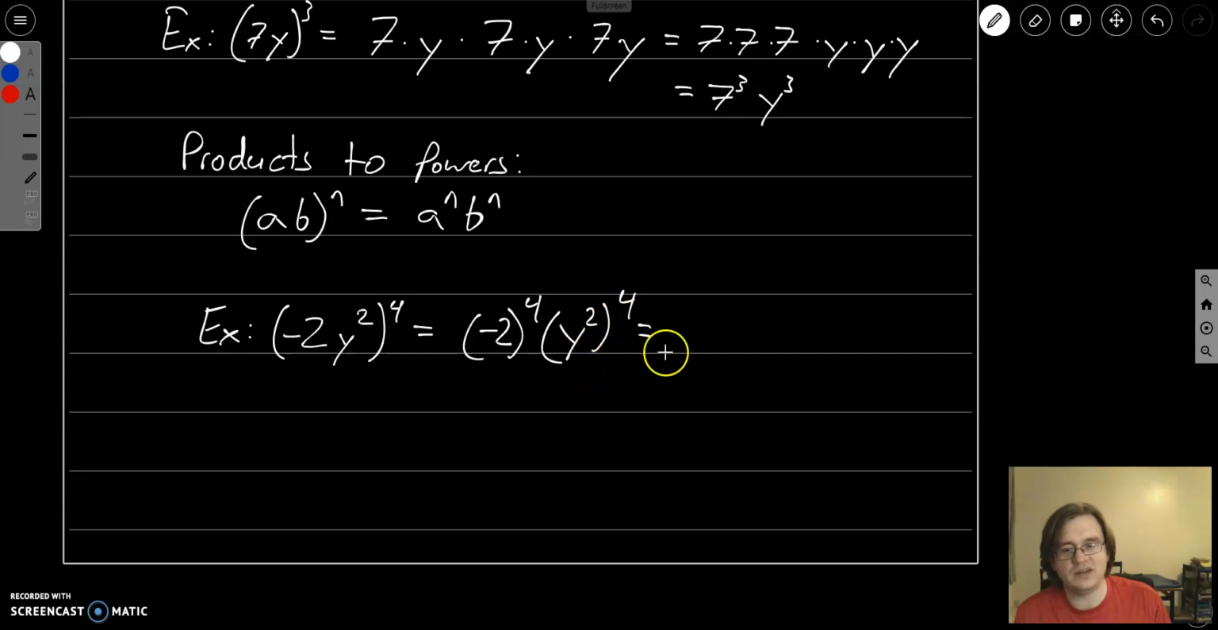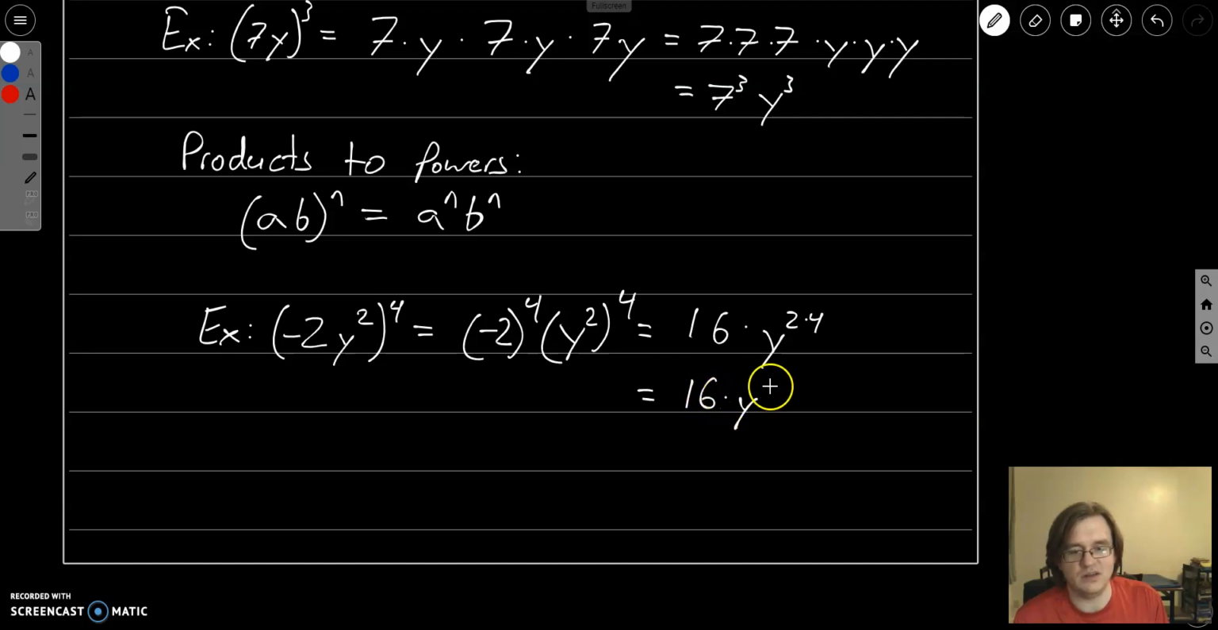So y squared to the 4th power, this is going to be y to the 2 times 4th power. And then this first one, negative 2 to the 4th power, negative 2 times negative 2 times negative 2 times negative 2 will be 16. And then I can simplify the y to the 2nd times 4th power, which is going to be y to the 8th power. So we've simplified that. Okay.